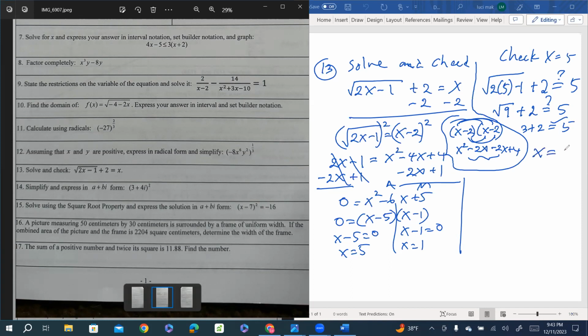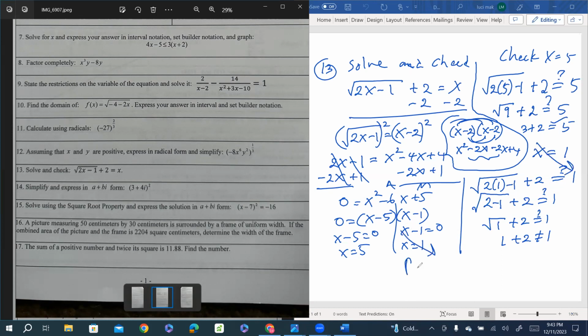Let's check with x equals 1. So we have the square root of 2 times 1 minus 1, plus 2. Is that really 1? 2 times 1 is 2. 2 minus 1 under the square root, plus 2. Doesn't look like it's becoming 1, but let's see. 2 minus 1 is 1. The square root of 1 plus 2, is that really 1? The square root of 1 is 1. 1 plus 2 is not 1. It's 3. So this one must be rejected. So the answer is just 5.